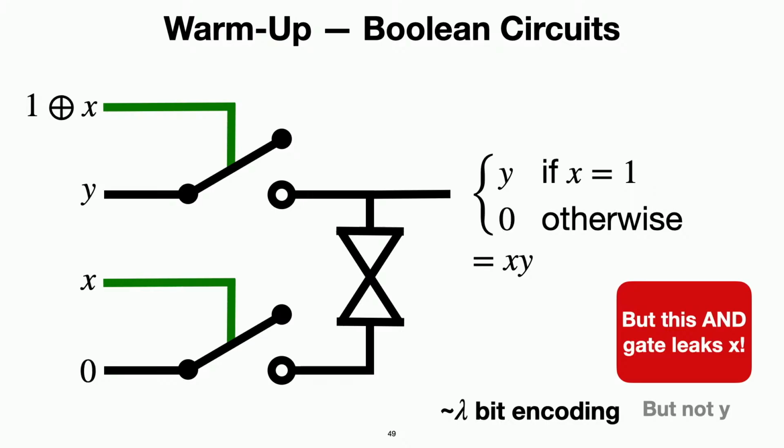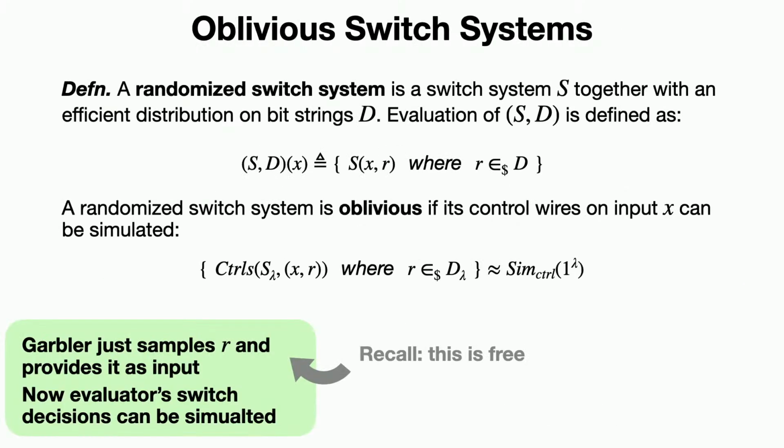Okay, but this gate leaks x, again, because x is appearing as a control wire. So the point is, again, that the data is appearing on the control wires, which seems to be a problem. So let's fix that. This gate is currently not a private thing. You can't build privacy-preserving computation this way. So let's fix that.